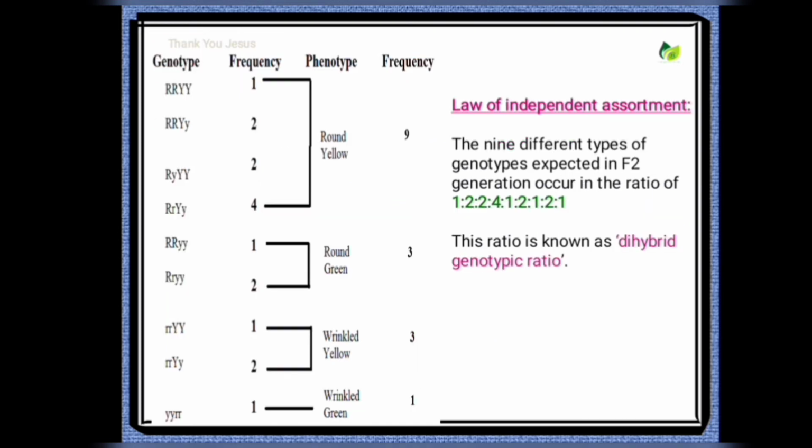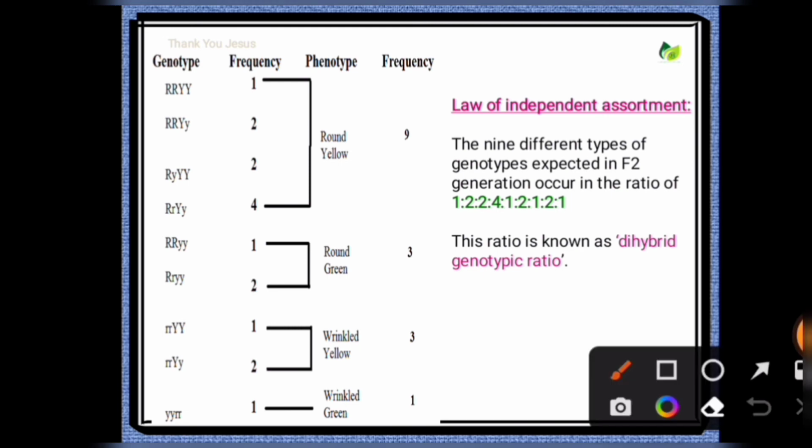So 9 different types of genotypes are expected in the F2 generation. The genotypic ratio of the dihybrid cross is 1:2:2:4:1:2:1:2:1. This is the dihybrid genotypic ratio. That means the ratio is obtained depending upon the genotype.